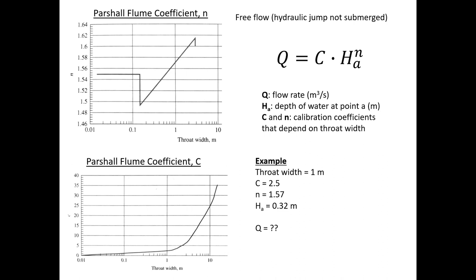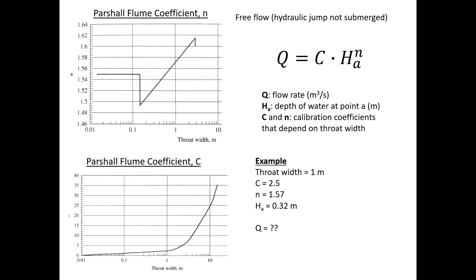And so let's see, if we do 2.5 times 0.32 to the power of 1.57, then that should be a flow rate of 0.418 cubic meters per second at this particular depth.